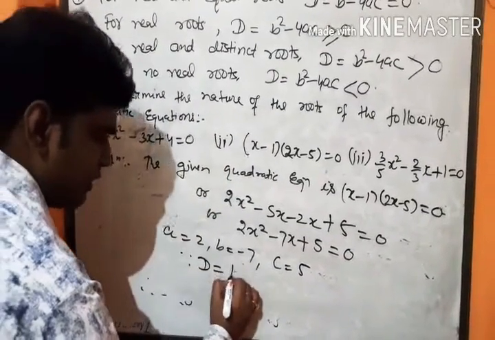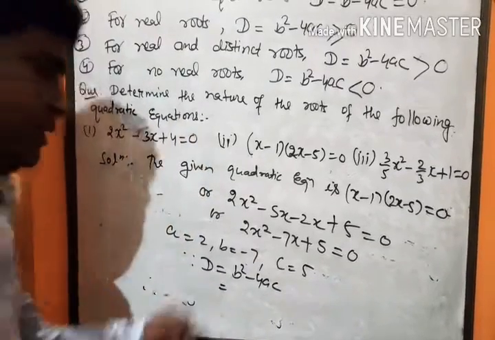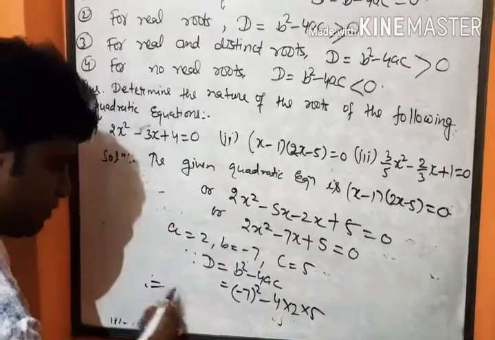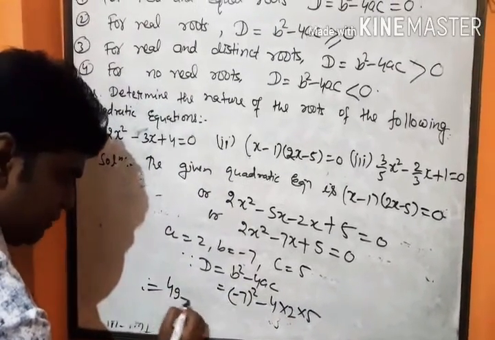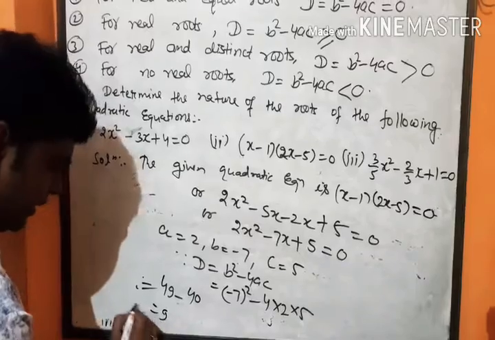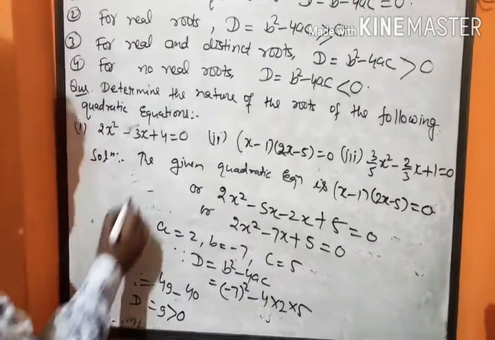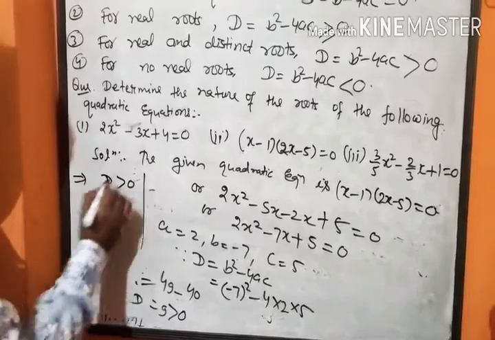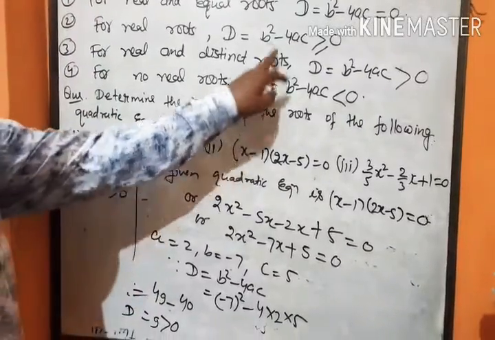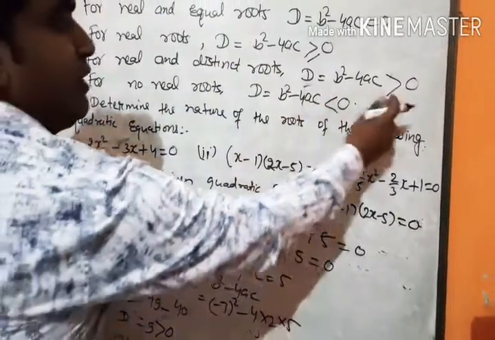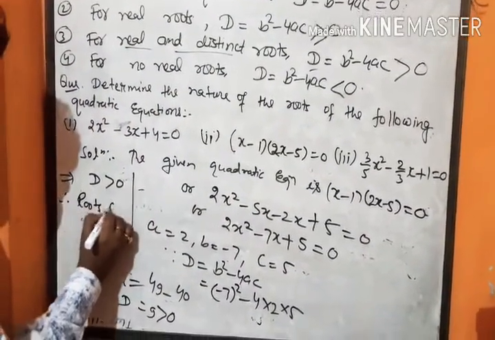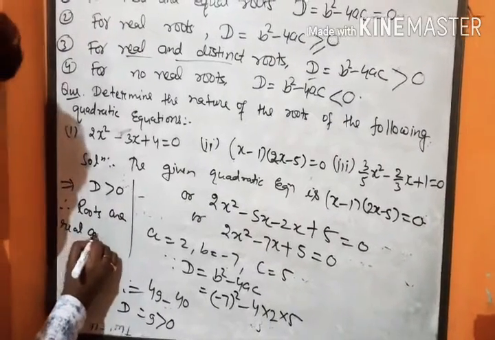Now d equal to, you know that b square minus 4ac. So b is minus 7 whole square and minus 4 into 2 into 5, it gives minus 7 square is 49, so 49 minus 4 into 2 is 8, 8 into 5 is 40. So it gives 9, which is greater than 0. So here we see that the value of d is greater than 0. It means that the roots are real and distinct. Whenever d greater than 0, the roots are real and distinct. Therefore, both roots are real and distinct.